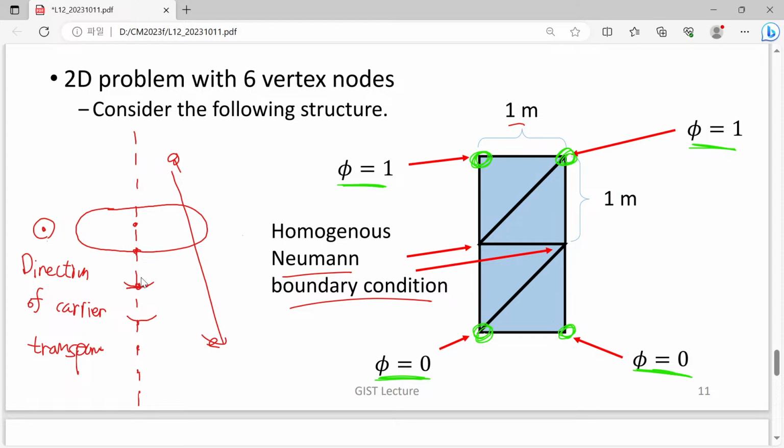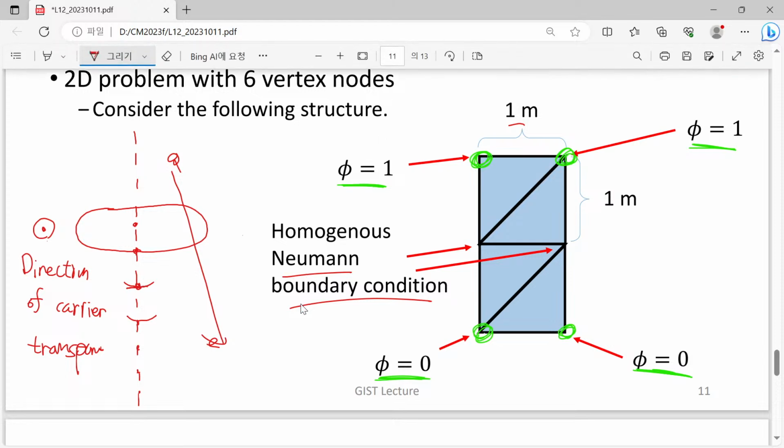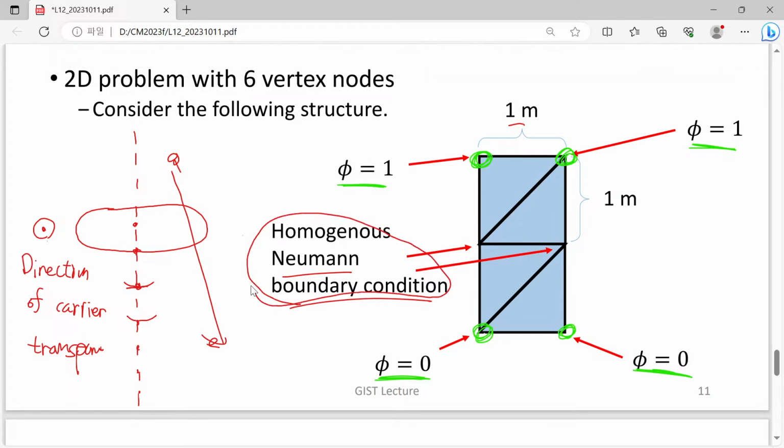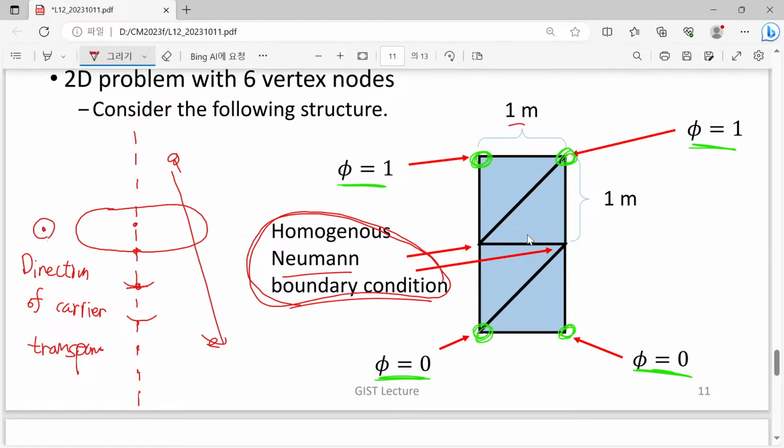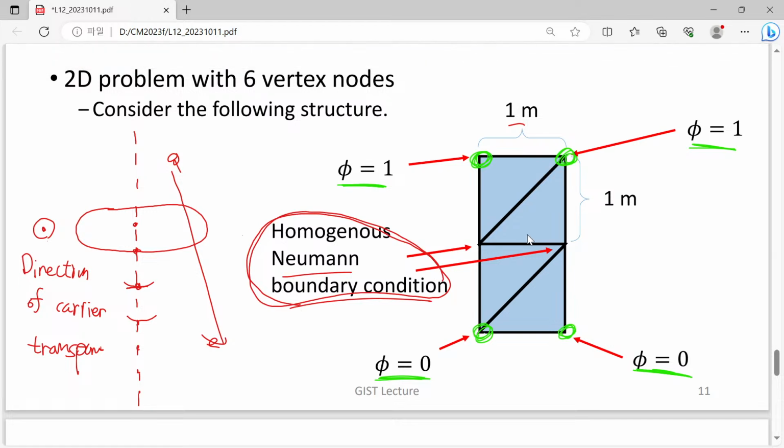Okay? However, this is another story. In general, when we say this boundary is related with the homogeneous Neumann boundary condition, we should be careful. That boundary should be far away from any kind of important physical phenomena.